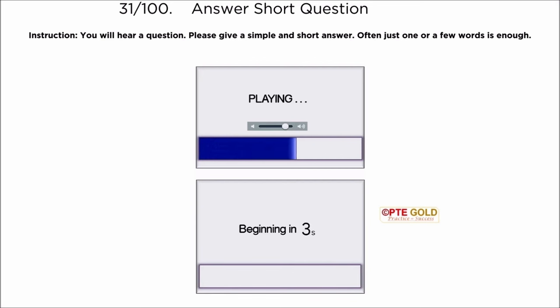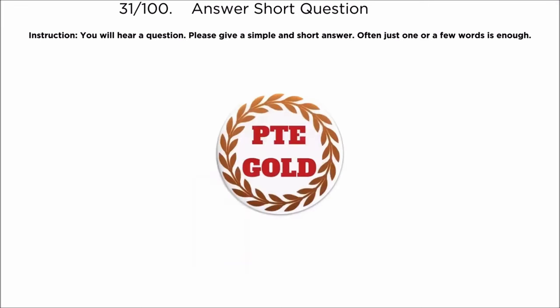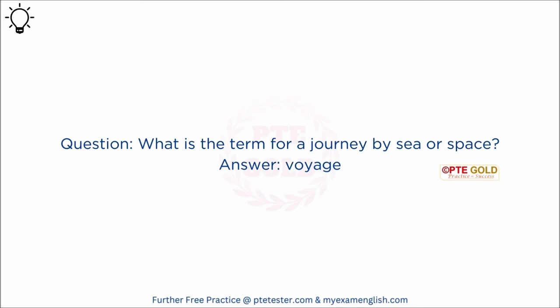What is the term for a journey by sea or space? Voyage.